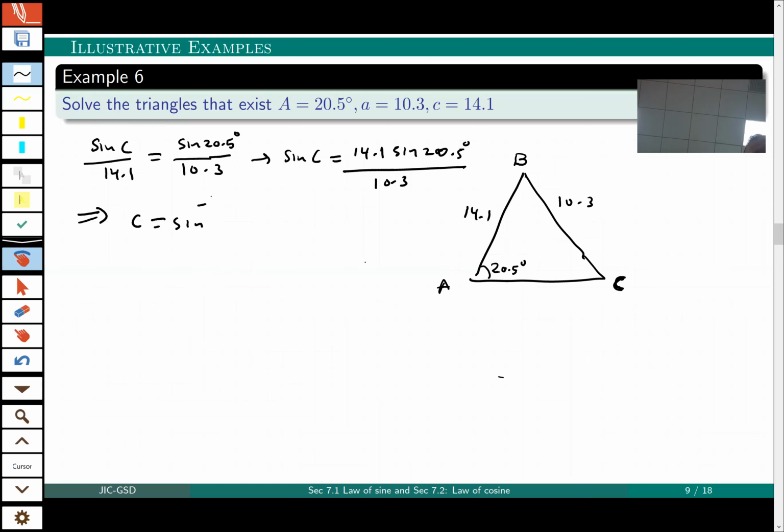So that will give me C. It's the sine inverse of the whole quantity, 14.1 times sine 20.5 divided by 10.3. As I said, this cannot be done unless we use the calculator. So in the exam, he might give you either famous angles or he should just ask to find the sine.